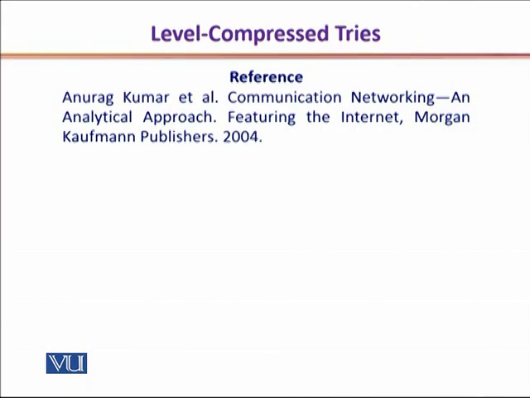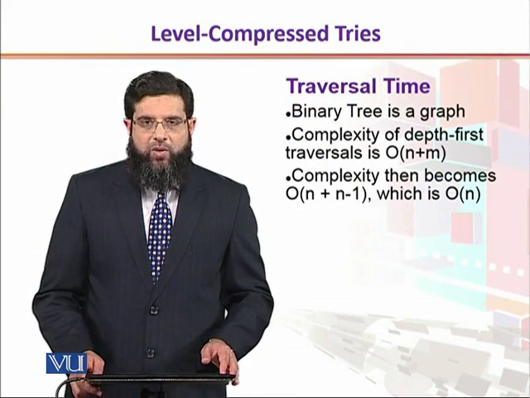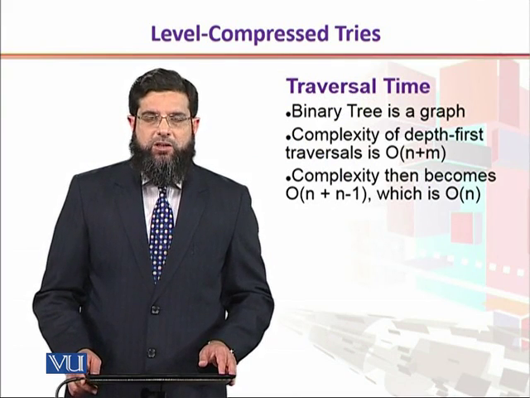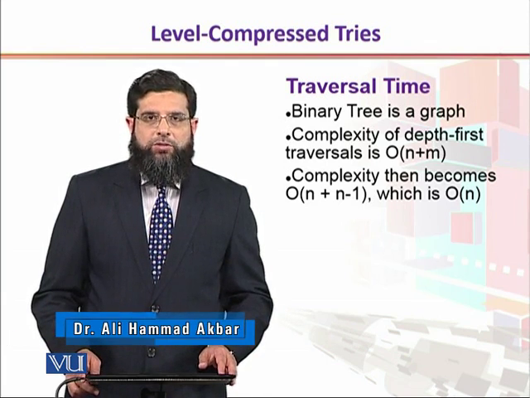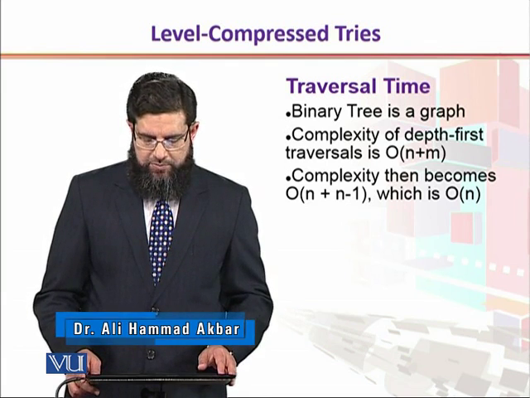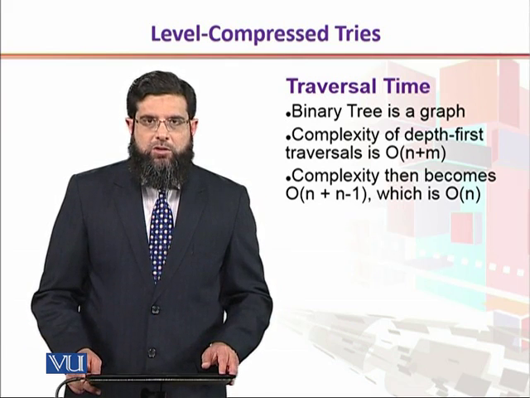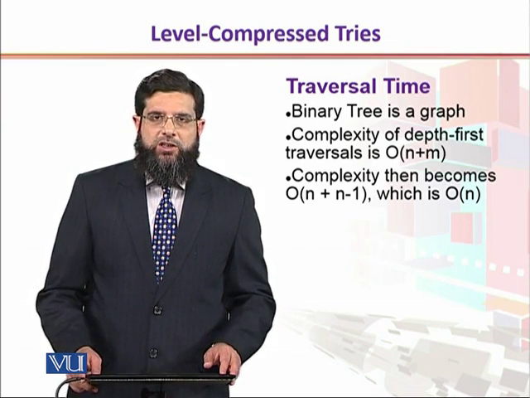compression. Anurag Kumar suggests that the routing table entries can be organized in the form of binary tries. These binary tries take their own time complexity and we can reduce that. The traversal time in a binary tree is the same as the traversal time in a binary tree as a graph. The complexity of depth first traversal is of the order of n plus m, that is n vertices and m edges. Because of the binary behavior, the complexity is generalized as n.